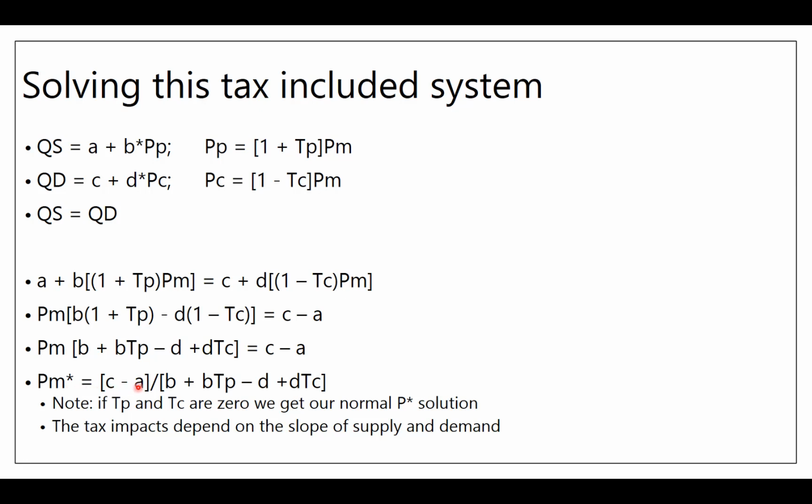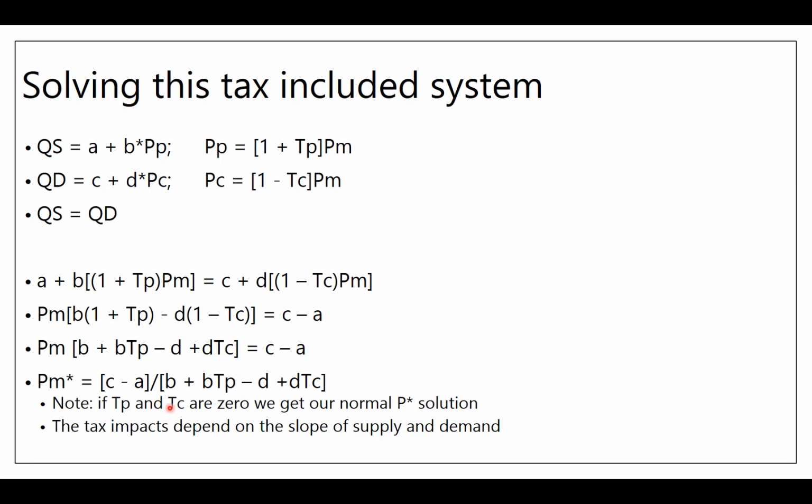So we have C minus A divided by B plus B times the tax rate minus D plus D times the tax rate. Things to note right away. If the producer tax and the consumer tax are equal to 0, that term goes to 0, that term goes to 0, and we get our normal P star solution. That is our first indication that we might have something that's okay here.